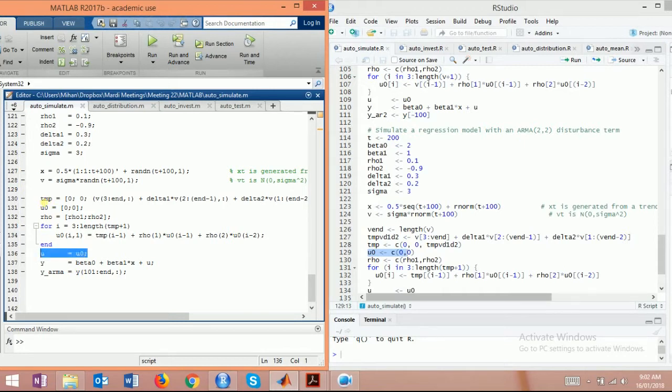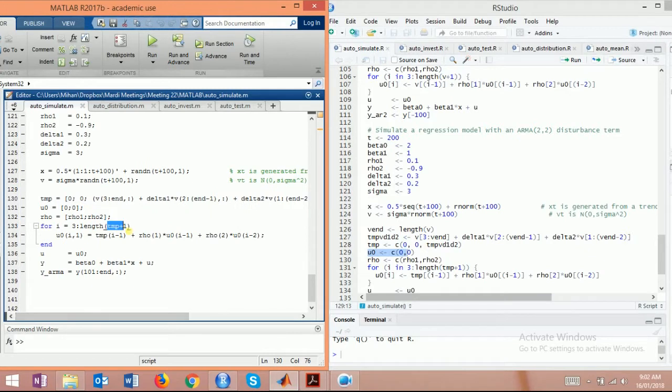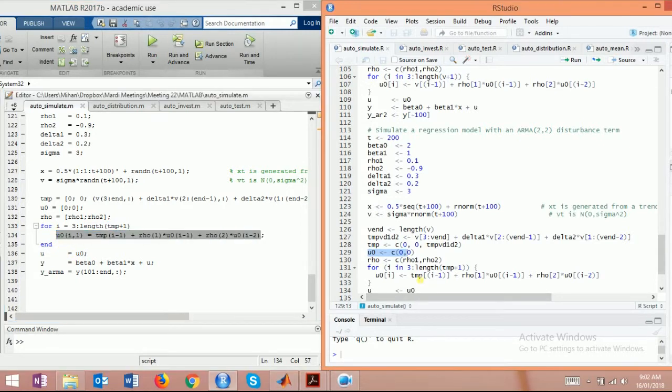So TMP is the part created for moving average which will go forward at each iteration, not backward. Backward will happen for AR, autoregressive part, right? Very simple. Then the rest remains very simple. u0 TMP row 1, u0 I minus 1 row 2.